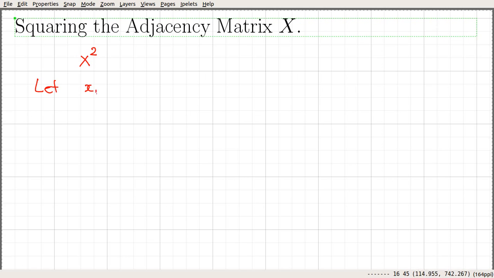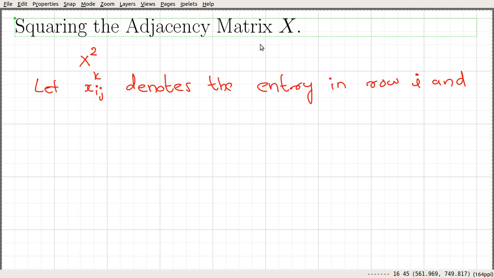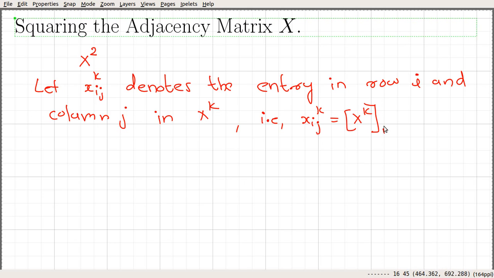Let small x_ij raised to k denote the entry in row i and column j in the kth power of this adjacency matrix. That says take this matrix and multiply it k times, we get X to the k, and this x_ij^k is going to be the ijth entry. Take this matrix, multiply it k times and take the ijth entry. Let's denote that particular thing by x_ij super k.